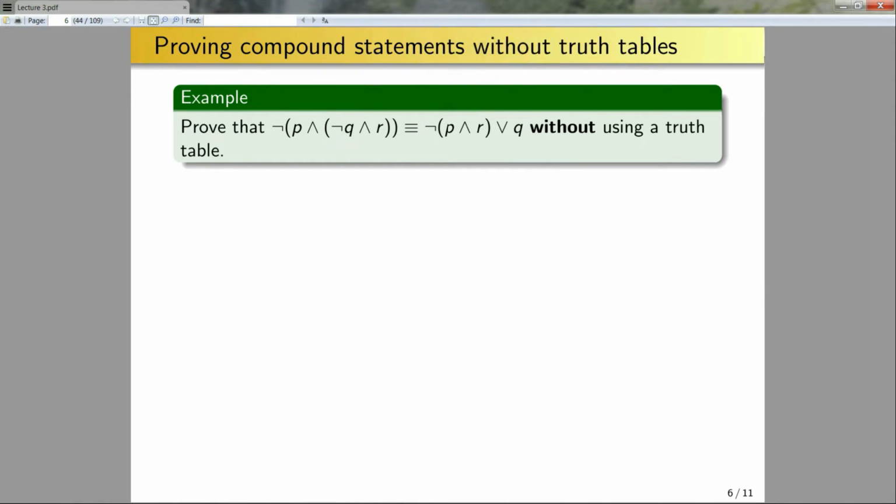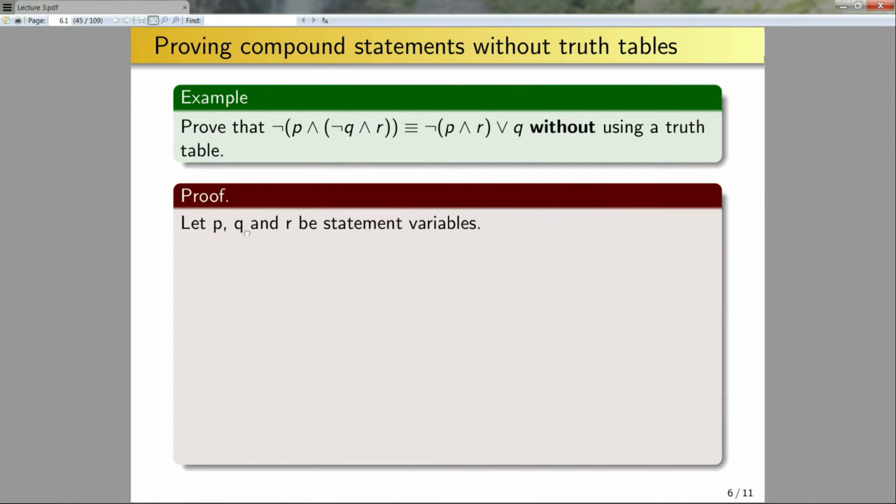So prove that these two statements are logically equivalent without using a truth table. So how would I do this? Well, I start with the left-hand side, and I use my algebraic properties to simplify it into the right-hand side. So let P, Q, and R be statement variables.